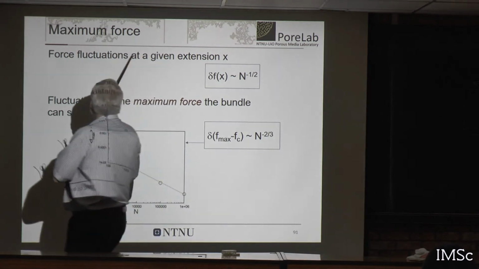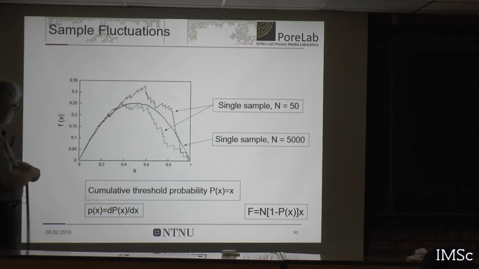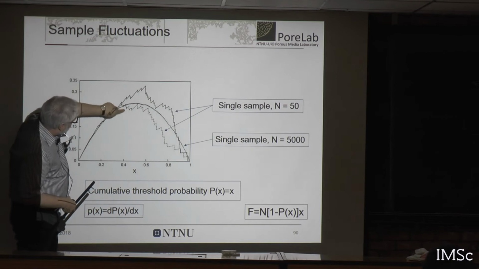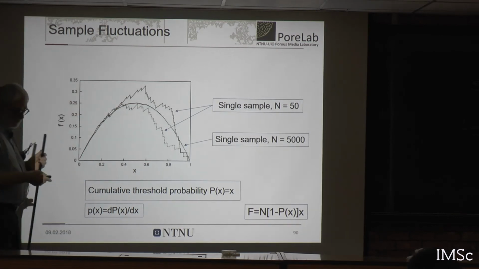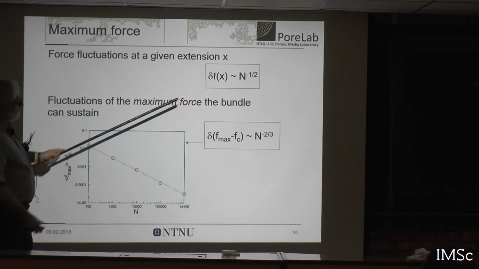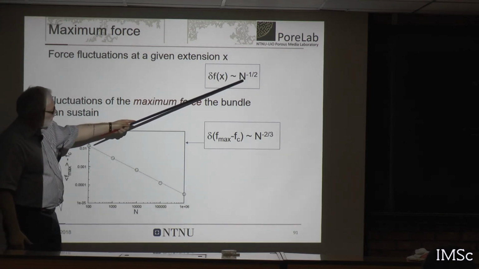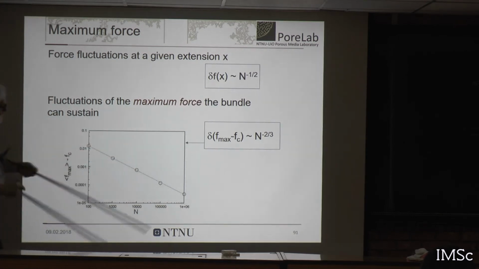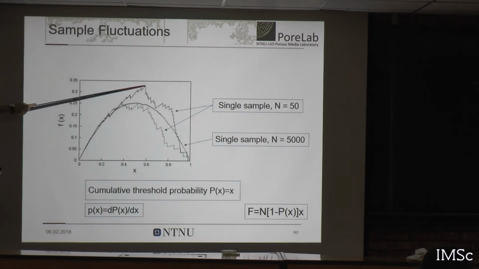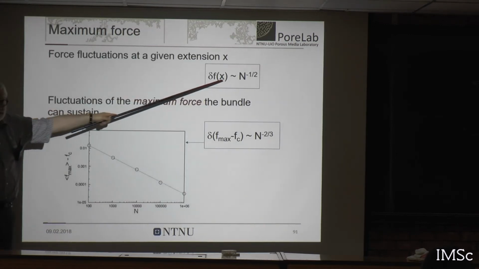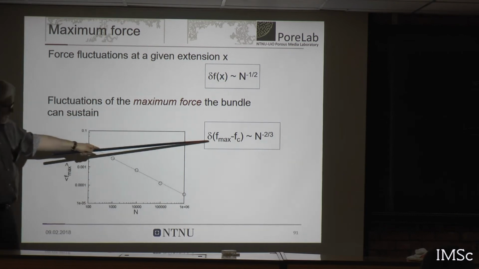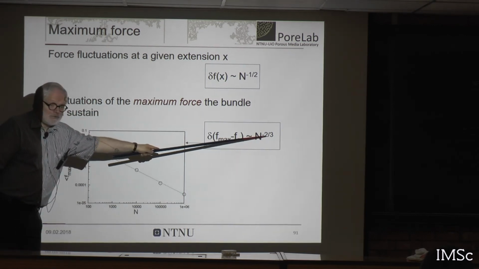The force fluctuations at a given extension x. So I stop here, and I make many of these samples, and I see just how they are distributed here. There will be a Gaussian. I measure the width of the Gaussian, and that's the fluctuations. And that gives me that the fluctuations go like the number of fibers to the minus 1/2. But if you instead look at the fluctuations of this point, this is the maximum of each, they don't scale like this. They scale like n to the minus 2/3.